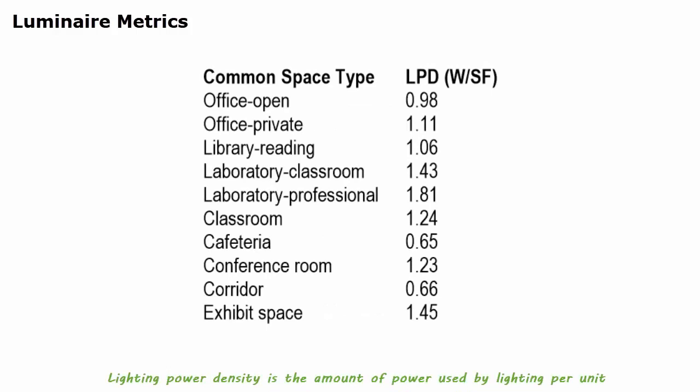Lighting power density is the amount of power used by lighting per unit of building area, measured in watts per square foot. The LPD standards of common space types in this table are selected from the 2015 version of the International Energy Conservation Code.